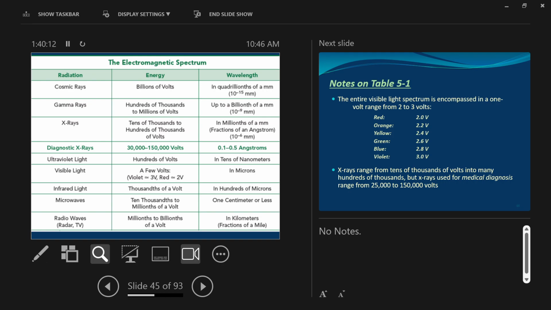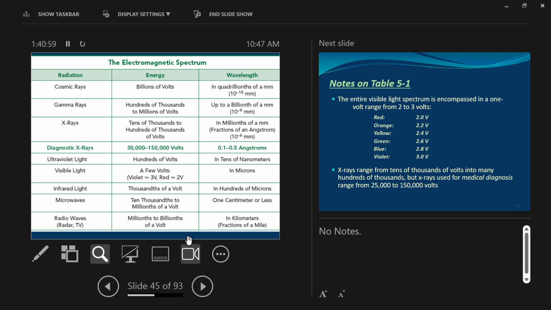Go up from radio waves, microwaves, higher energy. 10 thousandths to millionths of a volt. A volt is a unit of energy that we're going to get to be familiar with. We use 50 to 120,000 volts in our x-ray rooms. So microwaves, thousands of volts, with wavelengths of centimeters or less. Infrared light, thousandths of a volt. Now we're getting more energetic, with hundreds of microns. A micron is a millionth of a meter. Anyways, a micron's a tiny little unit of distance. Ultraviolet, hundreds of volts, tens of nanometers in length.